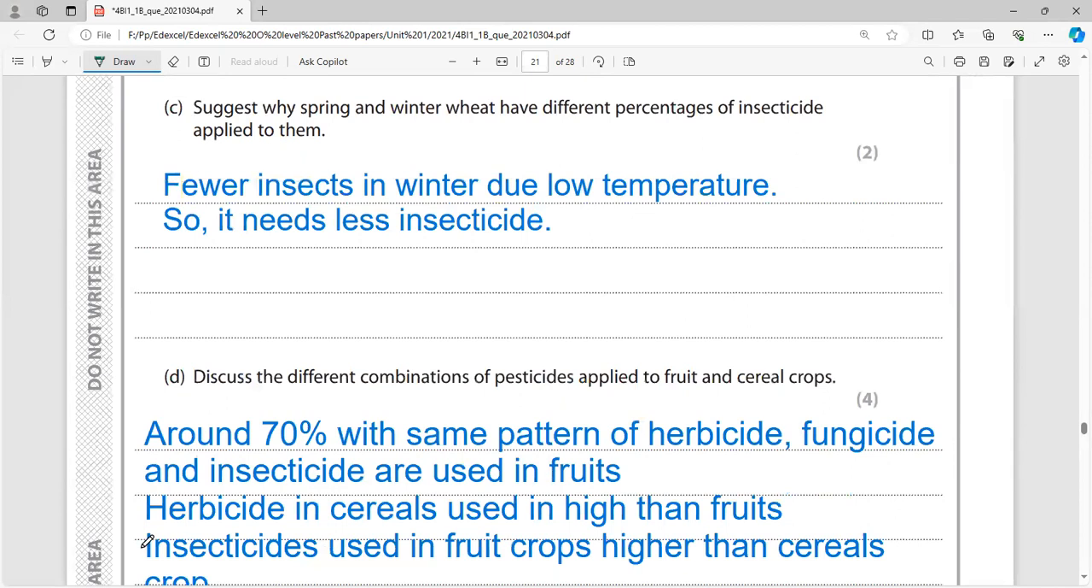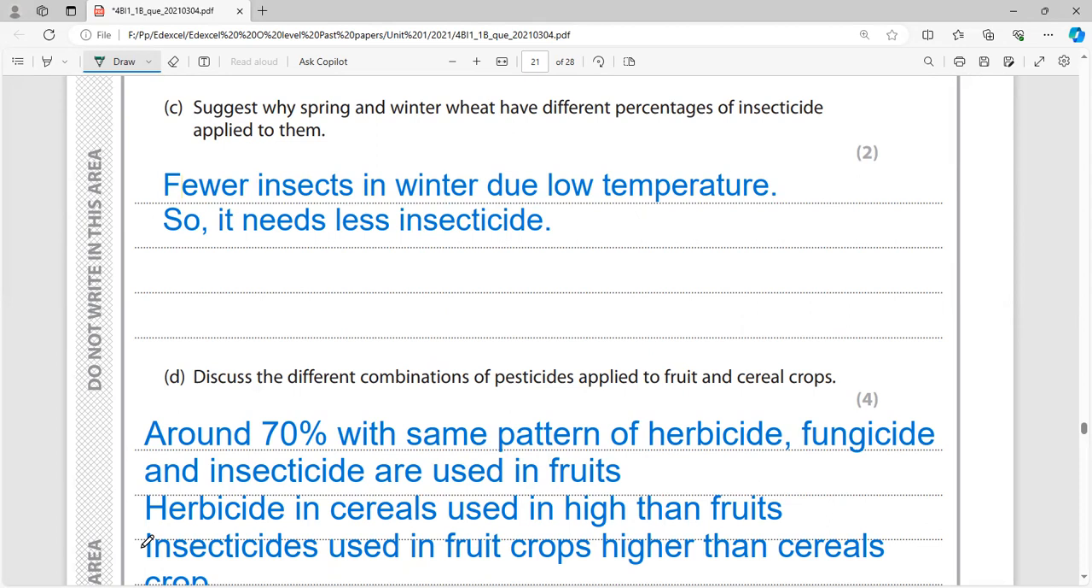Suggest why the spring and winter wheat have different percentages of insecticide applied to them. So why are we applying different percentages of insecticide? The reason is fewer insects in the winter season due to the low temperature. Insects are ectotherms. They cannot maintain their body temperature.